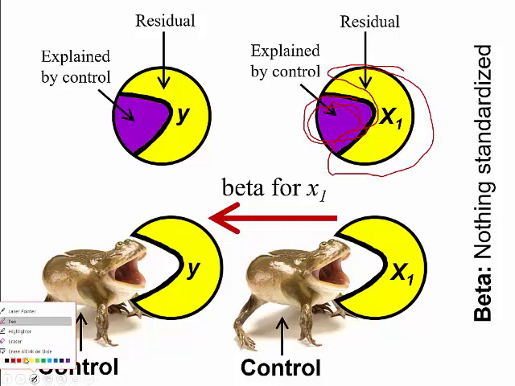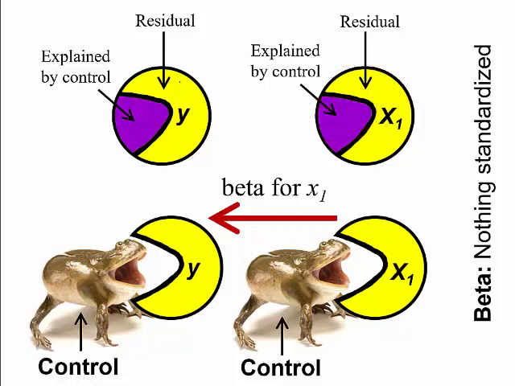The control variable does the same thing for y. It comes along and explains everything it can explain. My big hungry frog takes a big bite out of y, chews up everything it can digest, and all the leftovers, this yellow area, is the stuff that's left over that could not be explained. And so now I have new scores. I have everybody's new score on x1, which is your score on x1 with a control variable extracted out of it.